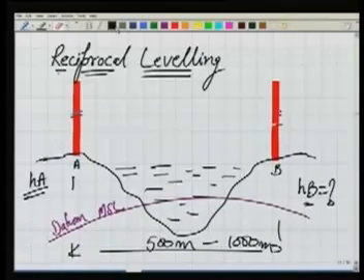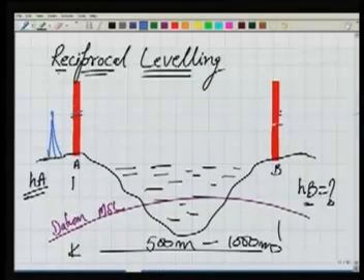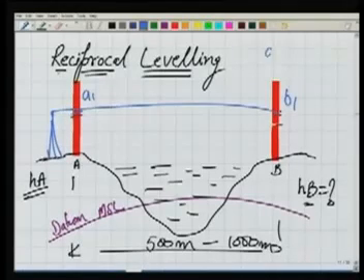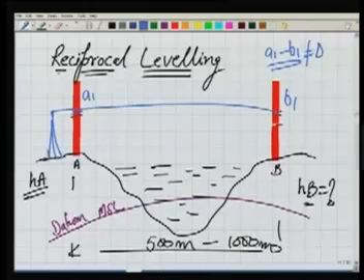If I keep my level only on one side, like this, and I take the observation, somewhere here I read, if I take observation A1 and here B1, A1 minus B1 will not give me delta HAB, the difference in elevation between A and B. It will not give me that because of the errors. We know that already. Now, how to eliminate that?